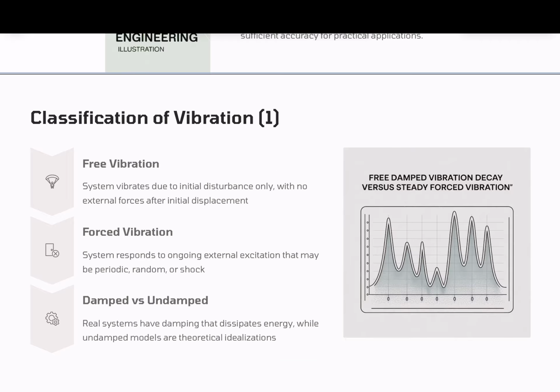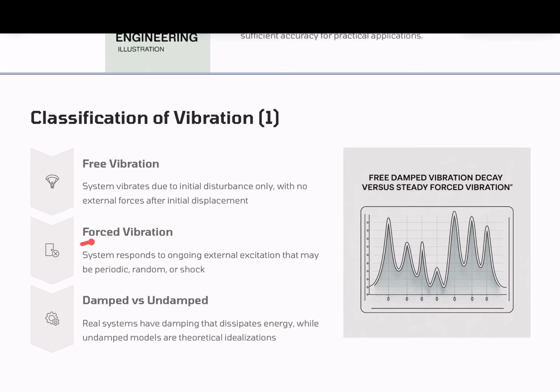First, free vibration. The system vibrates due to an initial displacement only, with no external force after the initial displacement. That means like when you pull down a pendulum and let it go, it swings back and forth on its own without any further input. The only thing driving this motion is the system's own stored energy. This is free vibration.